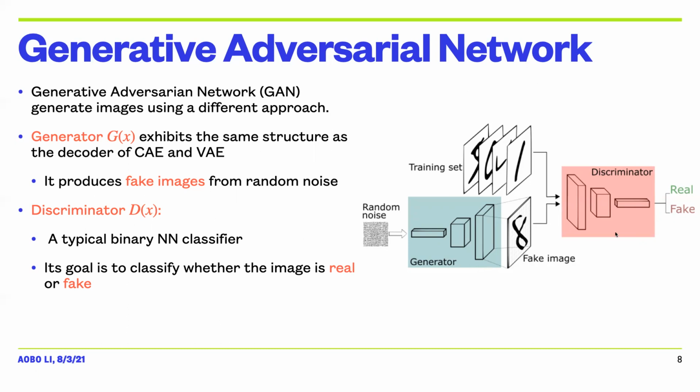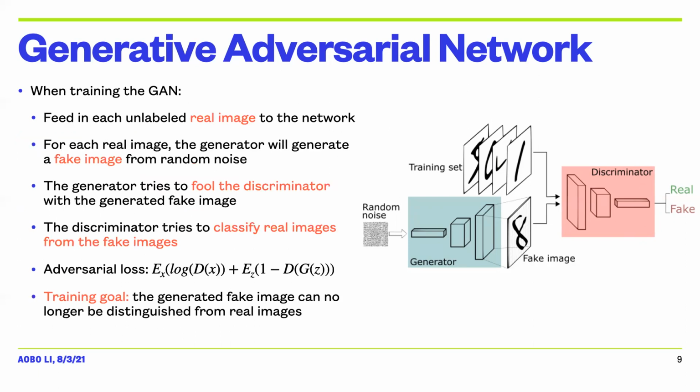The GAN also has a part called the discriminator. It's basically a very typical binary neural network classifier. Its goal is to classify whether the input image is real or fake. When training the GAN, we use unlabeled real images. So GAN is unsupervised learning. It does not require any label of the image. For each real image, the generator will generate a fake image from random noise. The goal of the generator is to try to fool the discriminator with a generated fake image. And the goal of the discriminator is to try to classify whether the image is real or not.